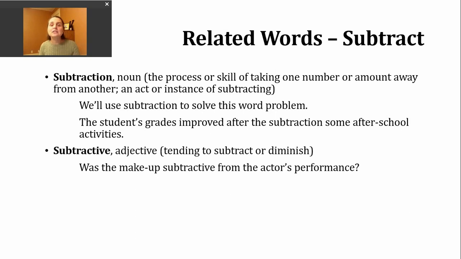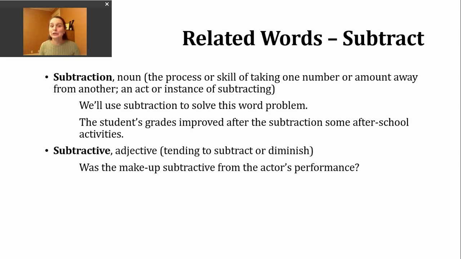The students' grades improved after the subtraction of some after-school activities. So in this instance, the idea of removing maybe too many extracurricular activities. So the student didn't have time to study or do his or her homework. So once those were removed, now the grades improve.